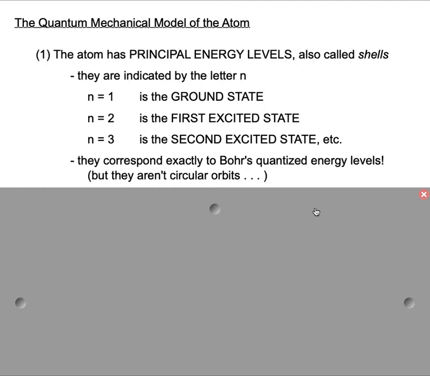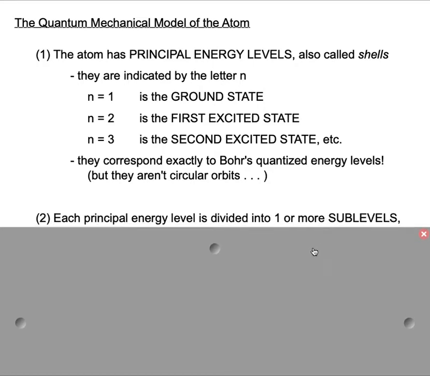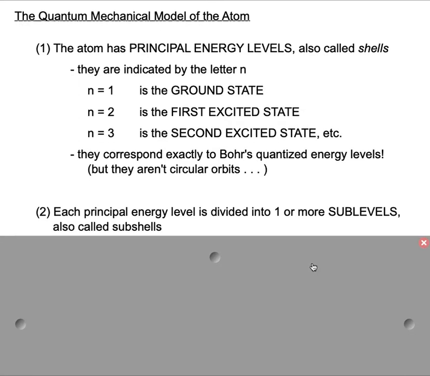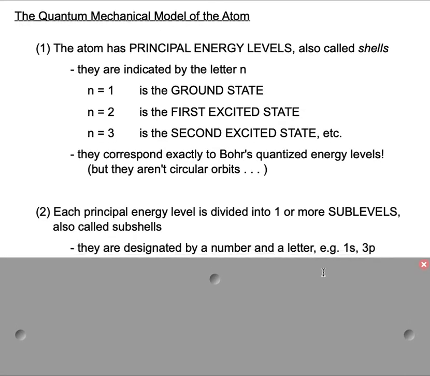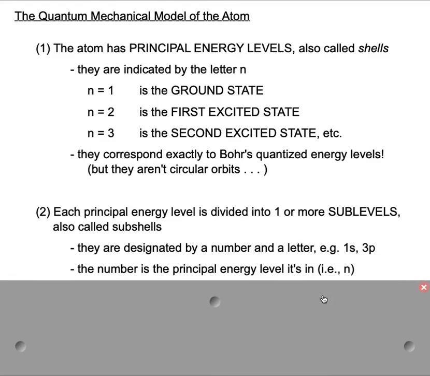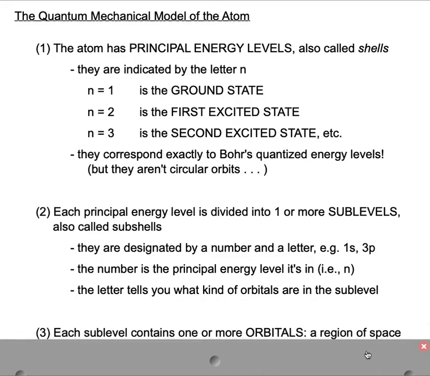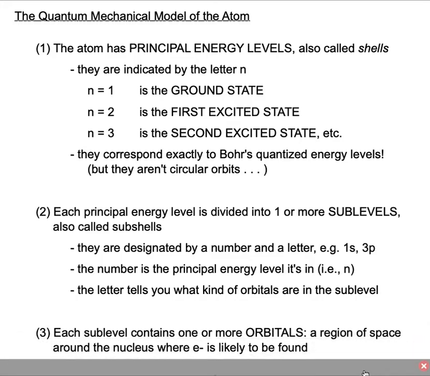An additional difference in the quantum mechanical model of the atom is that each principal energy level is divided into one or more sublevels, which are also called subshells. They are designated by a number and a letter, for example, the 1s sublevel or the 3p sublevel. The number is the principal energy level it's in, that is, the value of n. The letter tells you what kind of orbitals are in the sublevel. Finally, each sublevel contains one or more orbitals, and again, an orbital is a region of space around the nucleus where the electron is likely to be found.